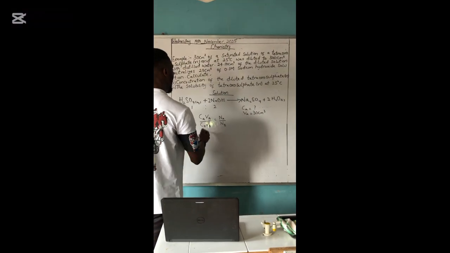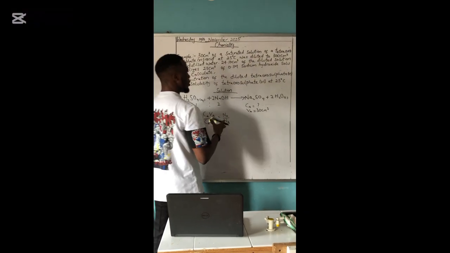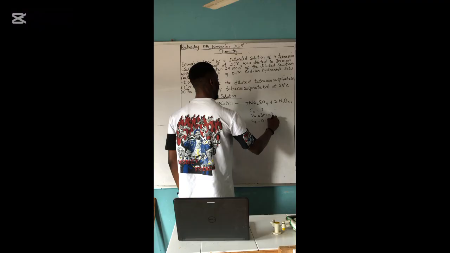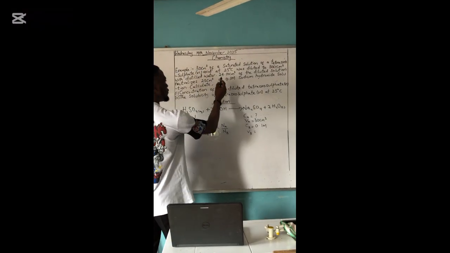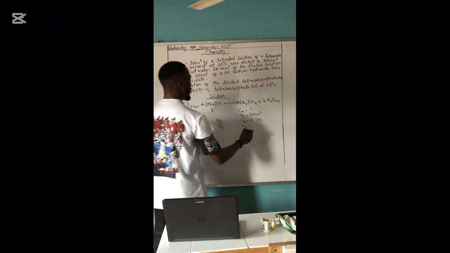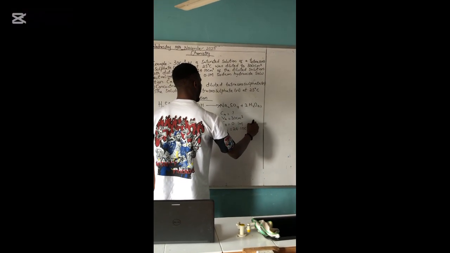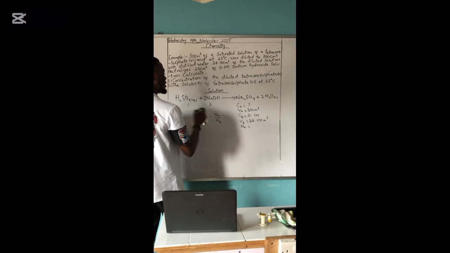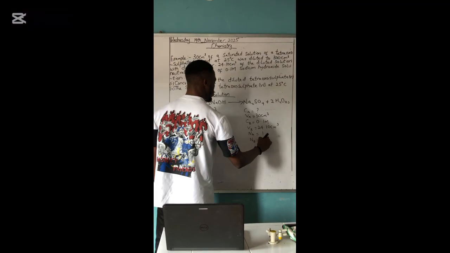Now let's move on. What is the concentration of the base? We can see it here: 0.1 molar sodium hydroxide, so CB is 0.1 molar. What is VB, the volume of the base? The volume of the base is 24.10 cm³. What is the ratio of acid? The ratio of acid here, NA, is 1, while the ratio of base, NB, is equal to 2.